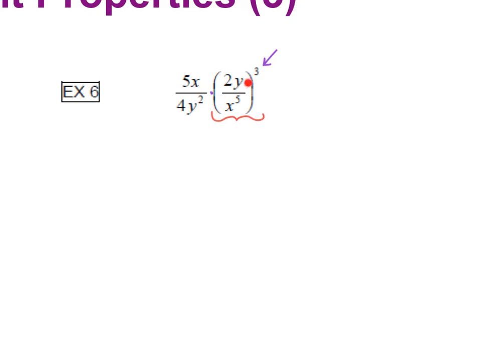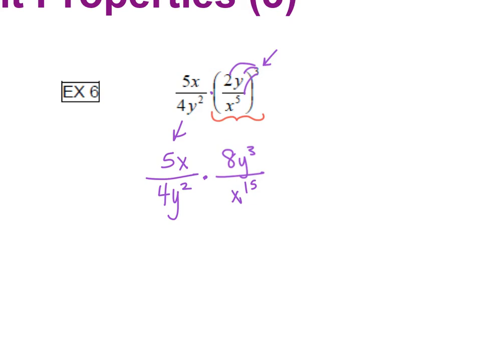Inside the parentheses, there's no simplifying I can do. You don't have any x's to reduce or y's to reduce. So remember, we cube everything on the inside. 2 cubed is 8, y cubed is y cubed, and then x to the 5th, remember when you bring in that exponent from outside of parentheses, you do multiply. So we get x to the 15th. All right, now I'm going to carry down the first part of the problem, 5x over 4y squared. So we had to take care of that parenthesis and exponent first.